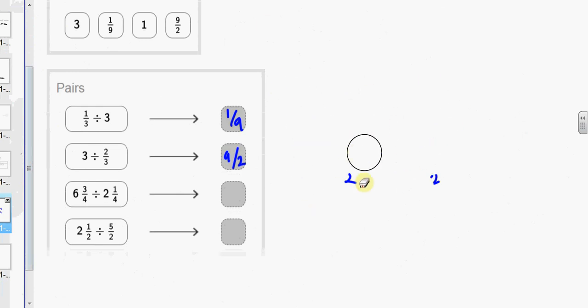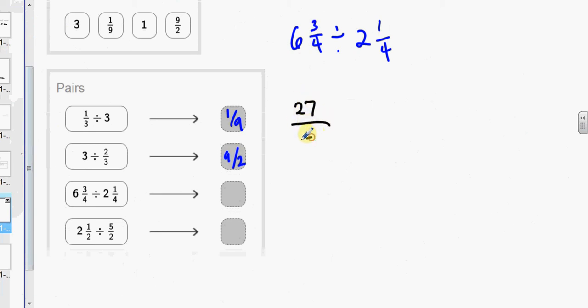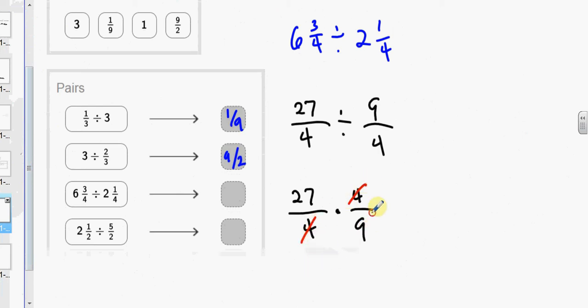So for the next one, we need some space. We have that 6 3/4, that's divided by the 2 1/4. So we're going to convert the mixed number to an improper fraction. 6 times 4 is 24, plus 3 is 27, all over 4. This is divided by 2 times 4 is 8, plus 1 is 9, over 4. Now we write this as 27 over 4. This is division, so we change division to multiplication by flipping the second fraction. So 4 divided by 4 is 1. 9 divided by 9 is 1. And 9 goes into 27 3 times. So this guy is 3.